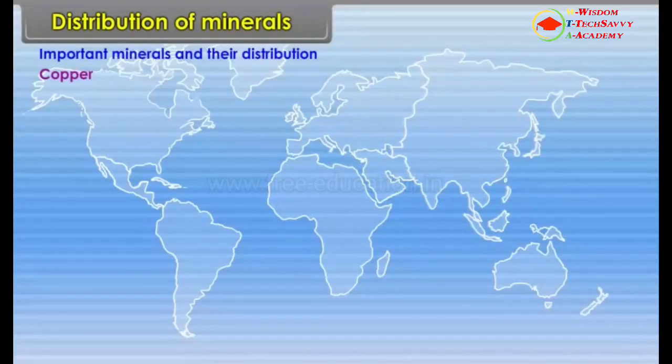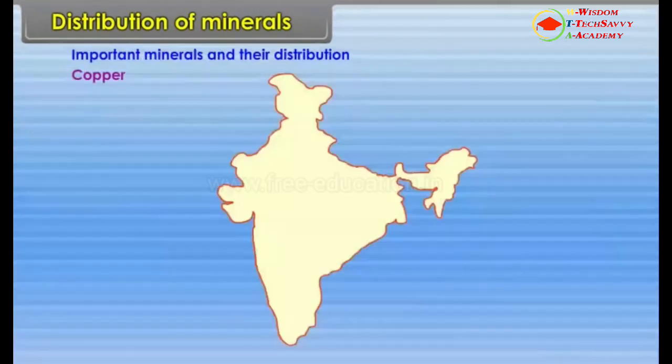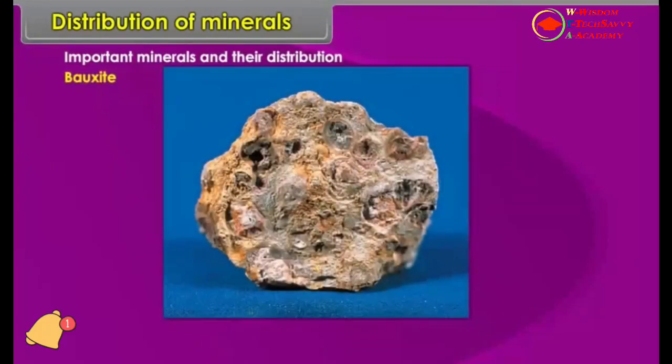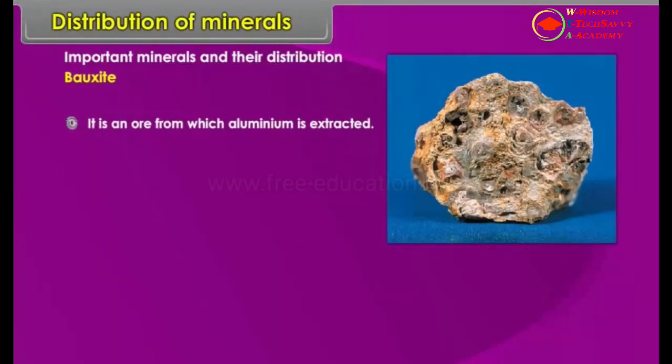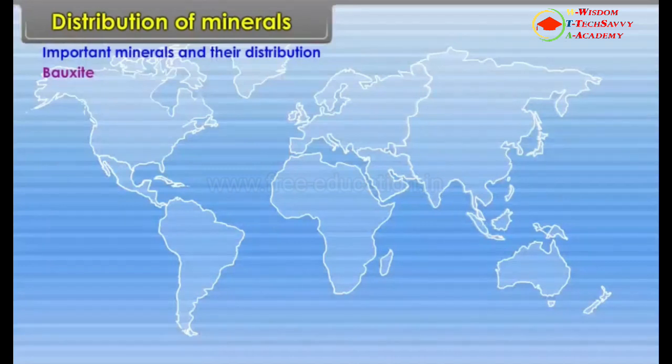Location: World, Chile, USA, Canada, Poland, Russia, Georgia, Armenia, Congo and Zambia. In India, Jharkhand and Rajasthan. Bauxite. It is an ore from which aluminium is extracted. It is used for making aeroplanes, machine tools, utensils, packaging, construction and electrical materials. Location: World, Australia, Guinea, Jamaica and Brazil.